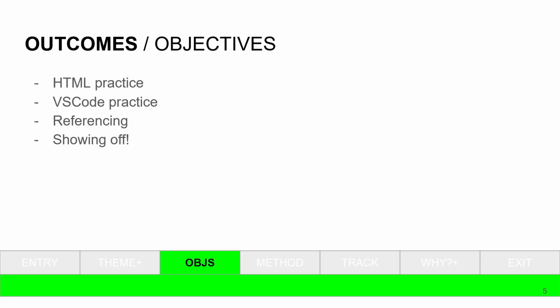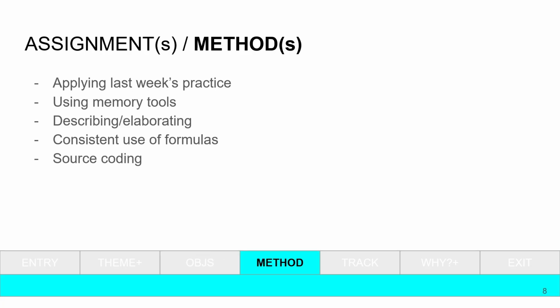So we'll talk about the About Me page here briefly, but your methods are to apply what we practiced last week, using different memory tools to describe yourselves and elaborate on your accomplishments, your cool stuff, your details, your space on the internet that you get to claim by having this skill, as well as using formulas consistently, keeping tags assembled the same way every time. And then a little bit later today, and especially this week, we're going to get into this idea of source coding, where you copy against yourself, so it doesn't count as plagiarism. Anyway, we'll track your progress a little bit later.